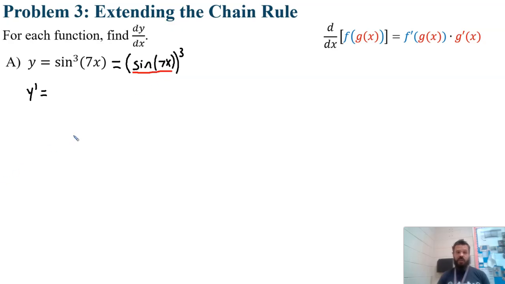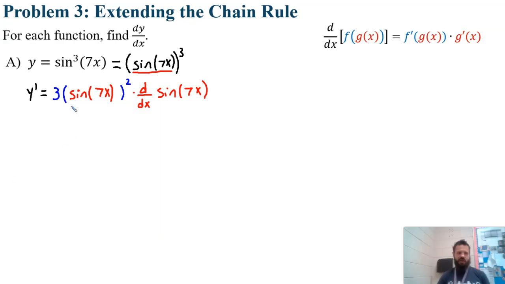Okay, so let's take the derivative of the outside, x to the third essentially. That's going to be a 3 times parenthesis squared using my power rule. And then I'm going to put that inner function in its entirety back in here. And then from there what we have is the derivative of the inner function. So for now I'm just going to rewrite that as d over dx of that sine of 7x. Okay, I'm going to break this into 2 different parts here.